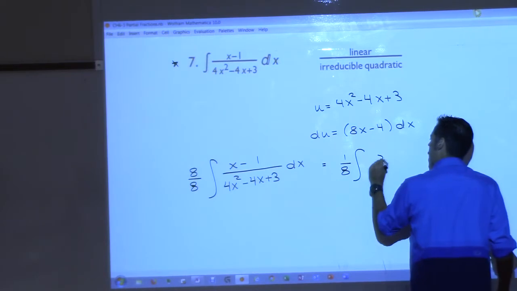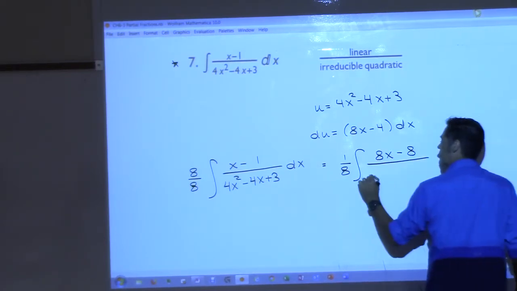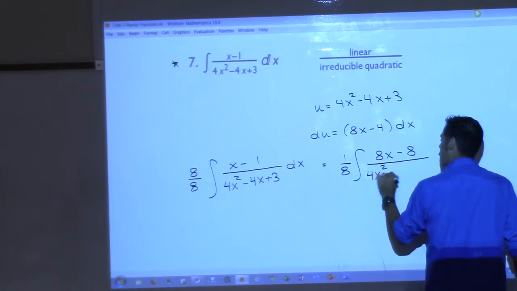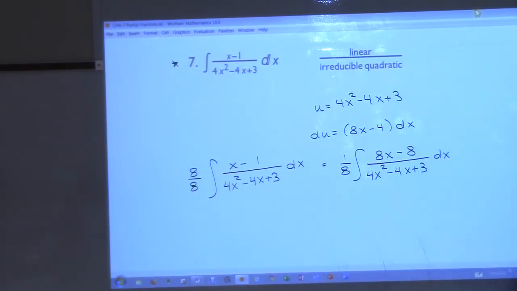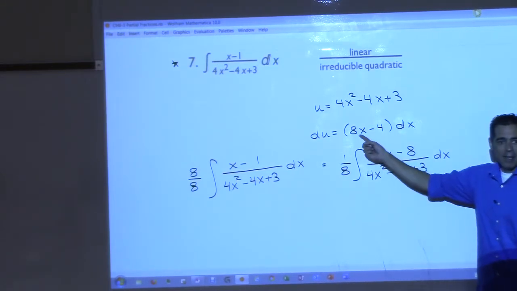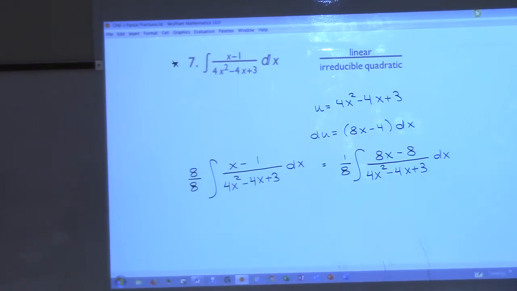So do you all agree that I have not changed the problem? This is the same problem. Yes? Y'all agree? I don't hear a resounding yes. I have not changed the problem? Same problem? Okay. I wanted it to be 8x minus 4. Right now it's 8x minus 8. I'm close, right?